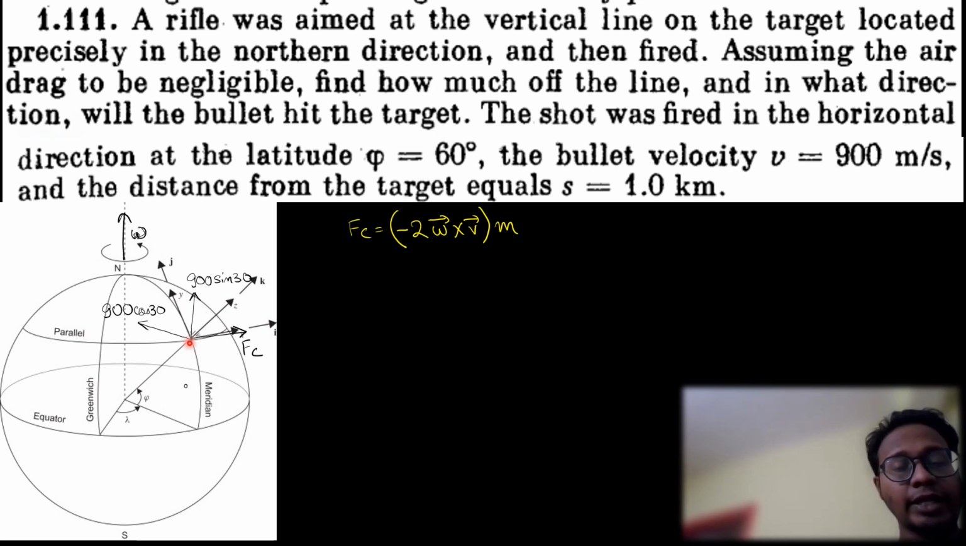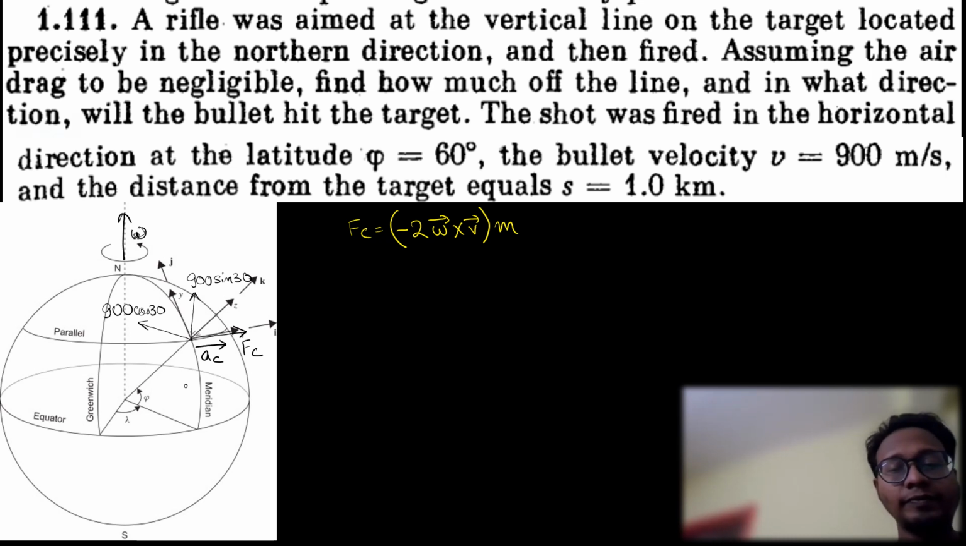Okay, so Coriolis force is in this direction, the velocity is 900 cos 30. Another component is 900 sin 30, which will not experience any Coriolis force. This component of velocity will experience a Coriolis force according to this formula, and the direction of Coriolis force is in this direction. So there is a direction of acceleration along x-axis, so Coriolis force will have Coriolis acceleration. And my question is, what is the value of Coriolis acceleration? What is the value of acceleration in x-axis?